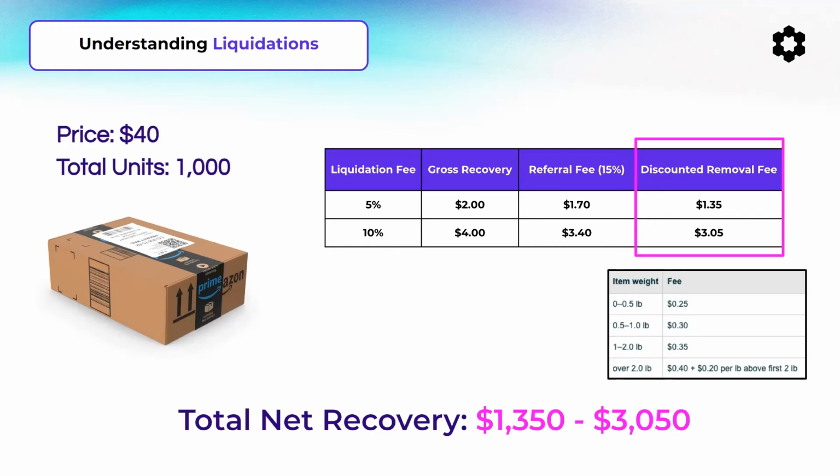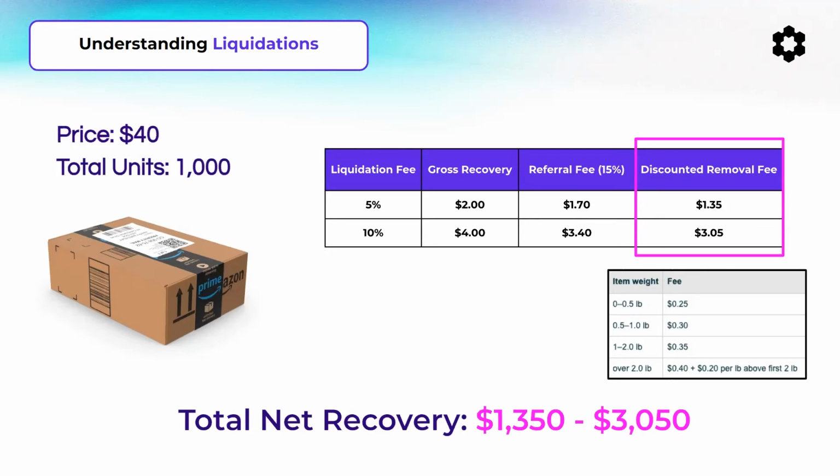The discounted removal fee factored into this particular example would mean that your actual, they call it net recovery value, the money that goes in your pocket is going to be between $135 and $305. You multiply that by 1,000 units that you liquidated, and you're looking at between $1,350 and $3,050 as your net recovery, which you'll see in the next 90 days.